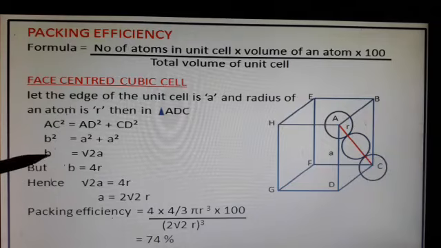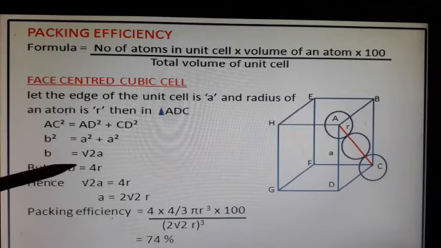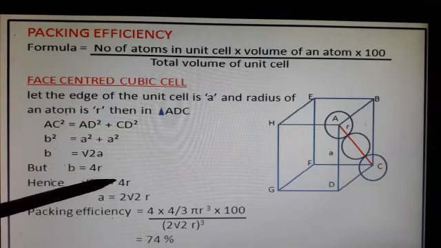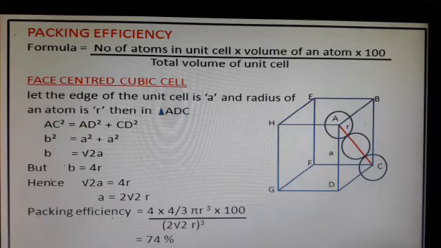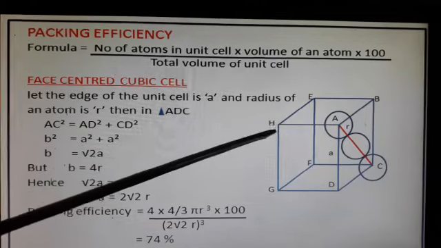So now we have two equations. B is equal to under root 2A, B is equal to 4R. So compare these two equations. We see here under root 2A is equal to 4R, or A is equal to 2 under root 2R. So this is the value of A. A means what? A means edge of cube.